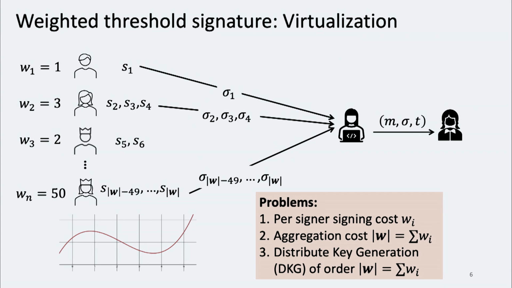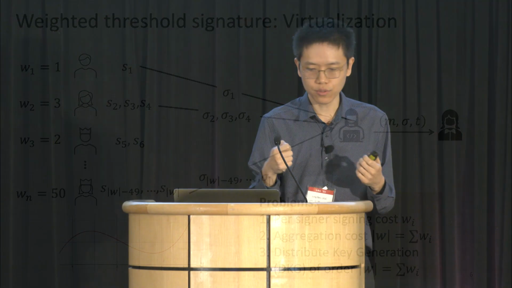I didn't mention, but these individual signing keys are not independent. They have to live on a low-degree polynomial. So the signers actually have to run the interactive protocol to make sure that their signing keys are correlated in the right way. This is already a non-trivial step even in unweighted threshold signature, but now we suddenly blow up the number of virtual signers by quite a large factor, and then this DKG, distributed key generation step, will by far be the biggest bottleneck.